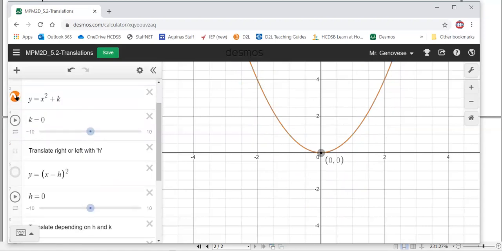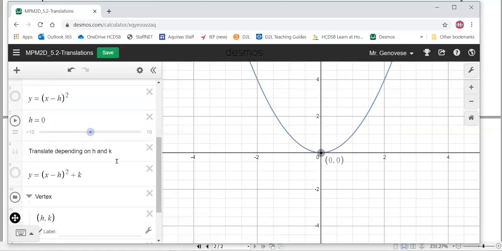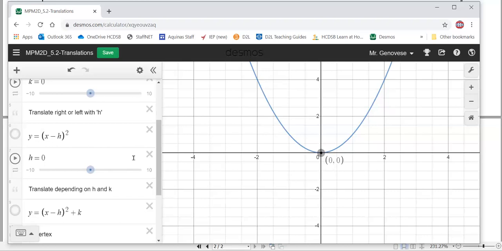So you can also talk about translating to the left or to the right. Again, focus on the vertex here. This is the parent graph. Algebra looks a little bit different though. Now because we're moving left and right, we have to change the x coordinates. The x coordinates are changed through this algebraic notation, x minus h. If h is 0, then that's x minus nothing squared, so we still have the parent graph.